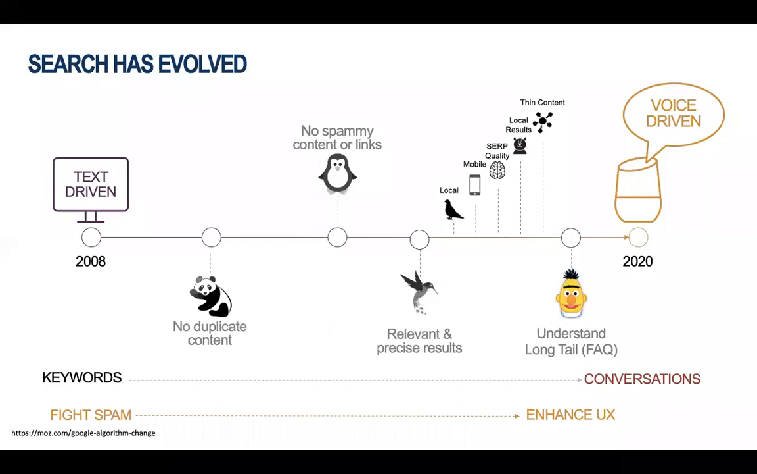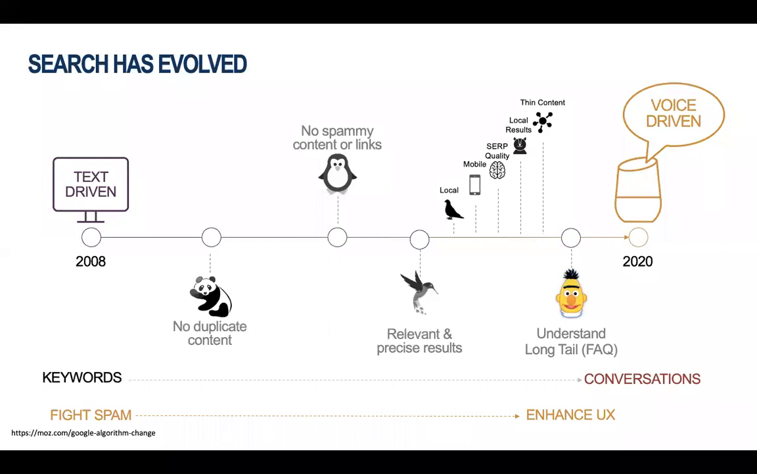And then once the community understood that we can't gimmick the system, that's when they started launching Hummingbird, which was all about relevancy and precise results. Then they launched an algorithm called Pigeon, and mobile first, and the SERP quality and local algorithm. And again, I can keep going on and on. But if you want to really geek out, there is a link I have given from Dr. Pete. I personally follow him, so absolutely check it out.